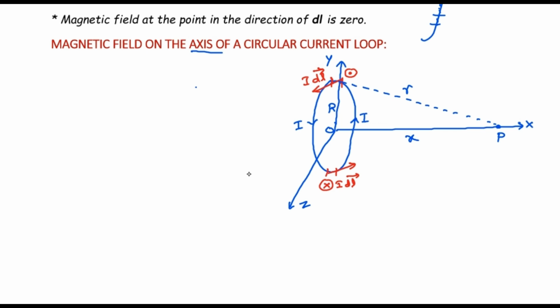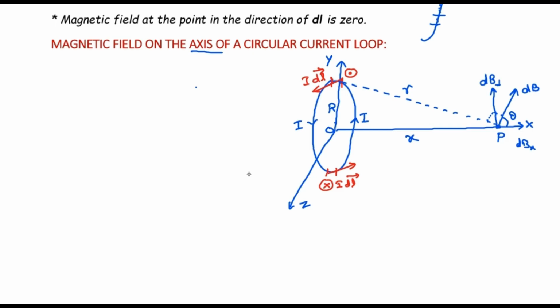Now what will happen? According to Biot-Savart's law, the magnetic field due to this IDL will be like this. Say it is dB. This dB should be perpendicular to this r and perpendicular to IDL. Now we are resolving this dB into two components. One is dB perpendicular, which I am writing along the y axis, and dB parallel or dBx along the x axis, and dB is making an angle theta with the x axis.